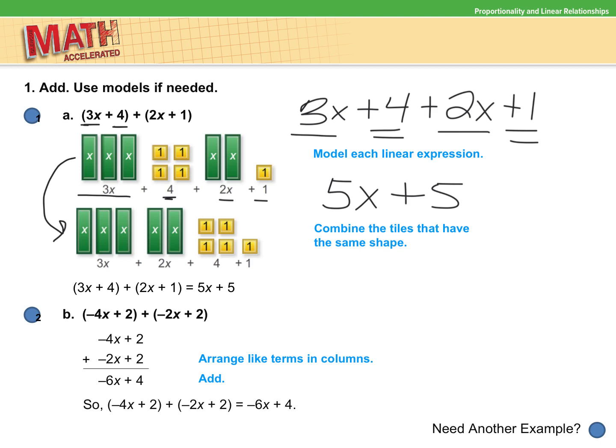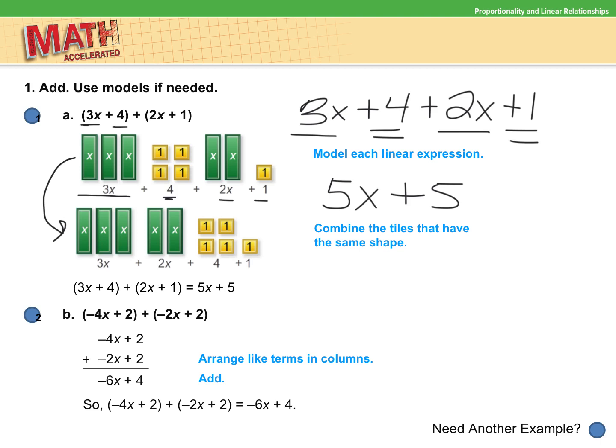Now, the reason they put the parentheses in there is because when we get to subtraction, we got to be careful. Today we're not getting to subtraction. We're just going to practice combining like terms first. We're going to get into subtraction later.